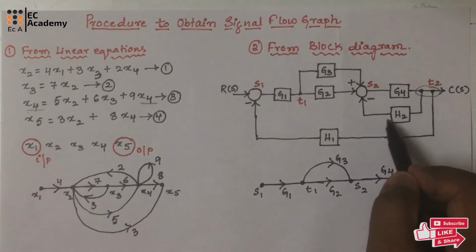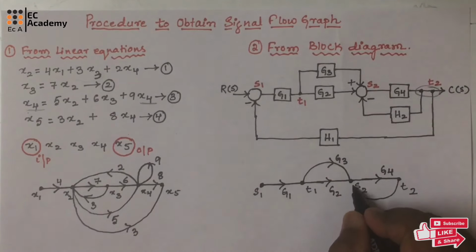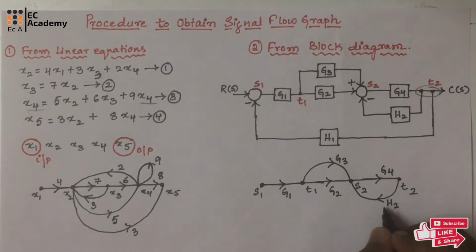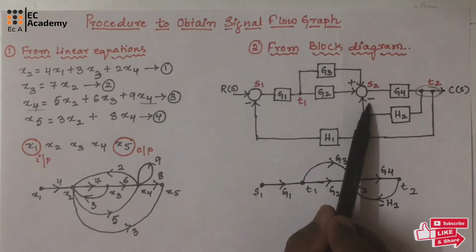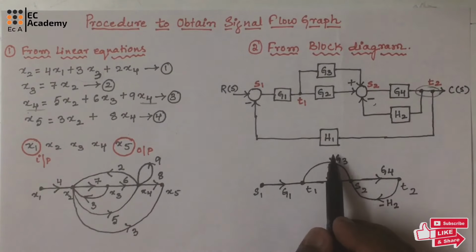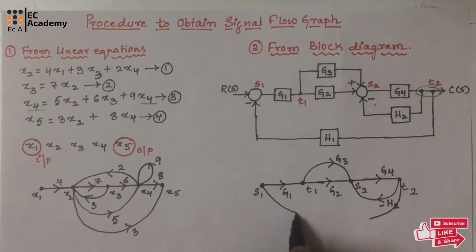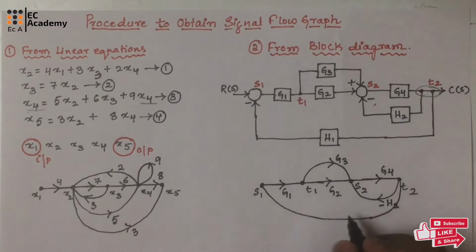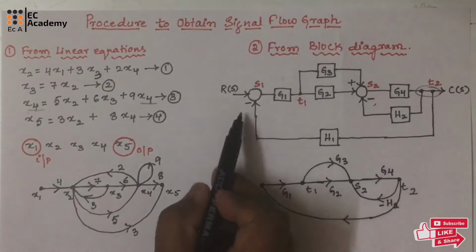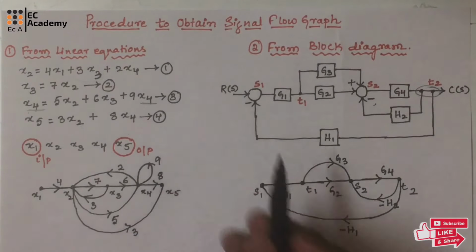From T2 to S2 there is a signal with transfer function H2. We write that using a branch and write the gain of the branch as minus H2, because we have a negative sign here. From T2 there is a signal to S1 with transfer function H1. So let us draw it using a branch and write the branch gain again as minus H1, because we have a negative sign at the summation.